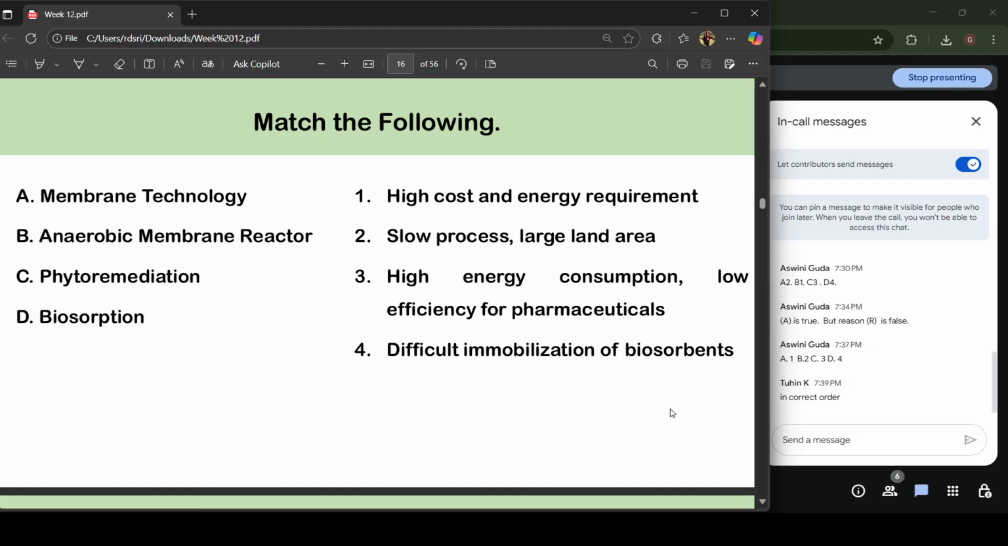Okay, so this is about different techniques and their pros and cons, or different technologies and their pros and cons, probably.